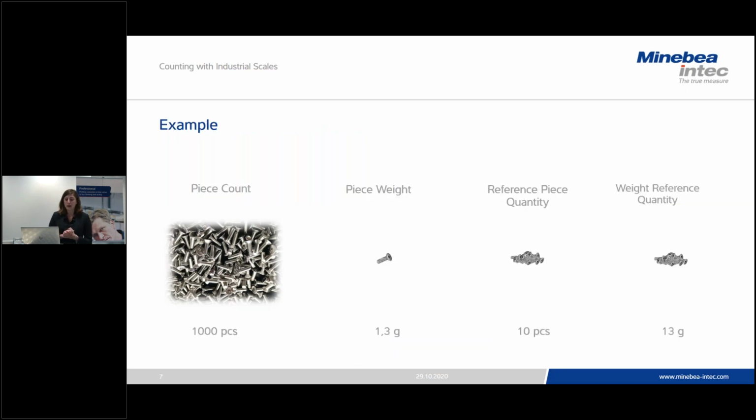I will start with a short example. We have screws where we have a target, for example, to count 1,000 pieces, and we have a piece weight of 1.3 gram per screw. Now, I already said we need a reference piece quantity. I now selected a reference piece quantity of 10. So the weight of the reference quantity is 13 grams. You take 1.3 gram times 10, which is then 13 grams. I think this is quite obvious.